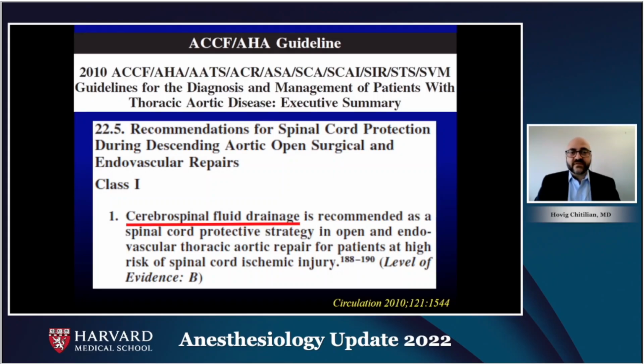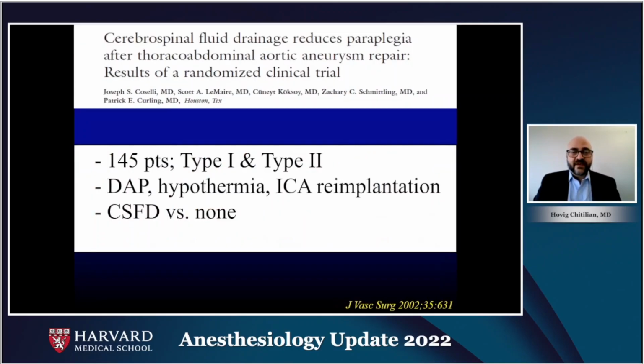So in 2010, a number of organizations, including the American Heart Association and the ASA, came up with guidelines for the diagnosis and management of thoracic aortic disease, and recommended as a class 1 recommendation the use of cerebrospinal fluid drainage in patients undergoing open thoracoabdominal aortic aneurysm repair. The largest study that demonstrated the efficacy of this technique.